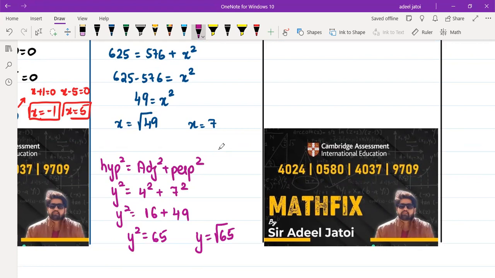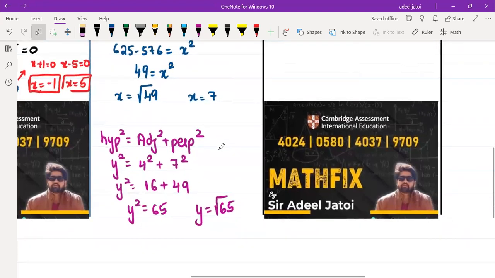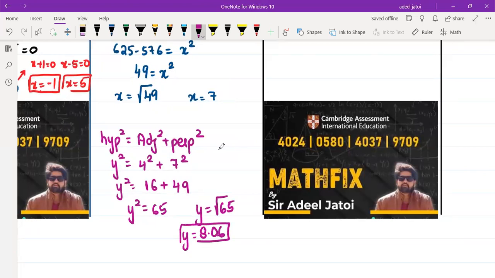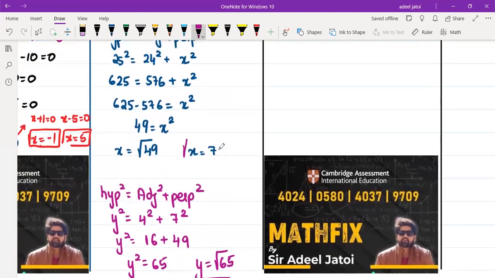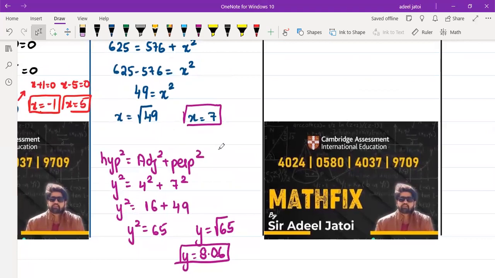You can leave your answer as y is equal to, but if the question says give your answer correct to 3 significant figures, then y, which is under root 65 in the calculator, will be 8.06 in 3 significant figures. So the value of x is 7, whereas the value of y becomes 8.06.